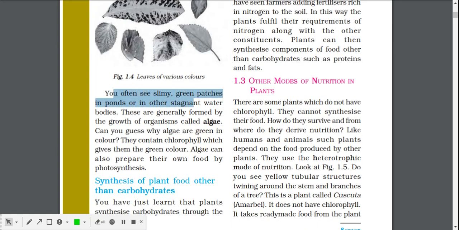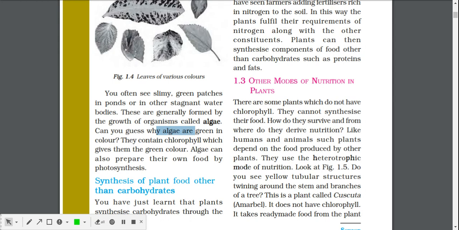You often see slimy green patches in ponds or in other stagnant water bodies. These are generally formed by the growth of organisms called algae. जिसे हम हिंदी में काई भी बोलते हैं. So, what happens in this case is there are certain green color organisms which develop on the water surface or the stagnant water.